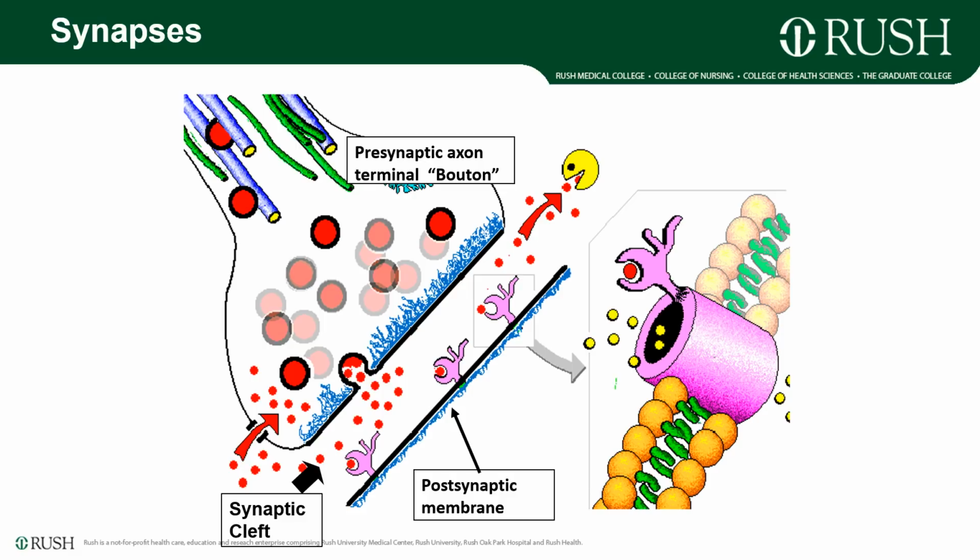Another aspect of the neuronal structure that we should familiarize ourselves with is the synapses. And this picture depicts one such structure. Here what you're looking at is a presynaptic terminal, also referred to as a bouton, of an axon, which is touching the target structure, referred to as the postsynaptic membrane. There is a physical separation between the two, and that space is referred to as the synaptic cleft.